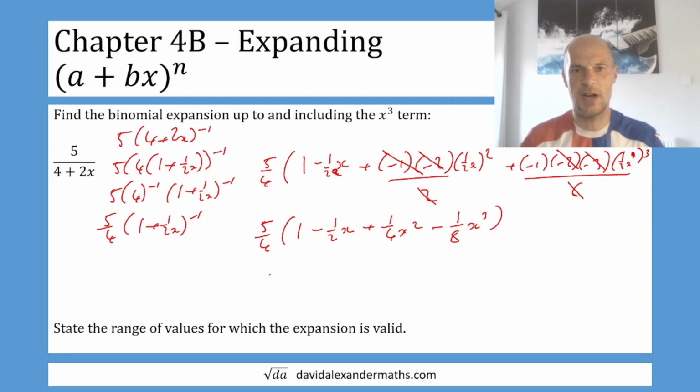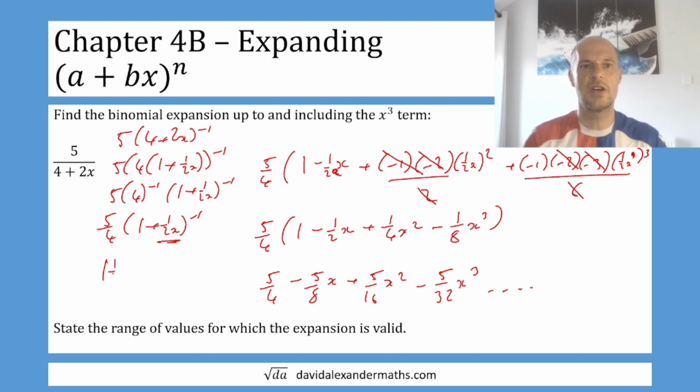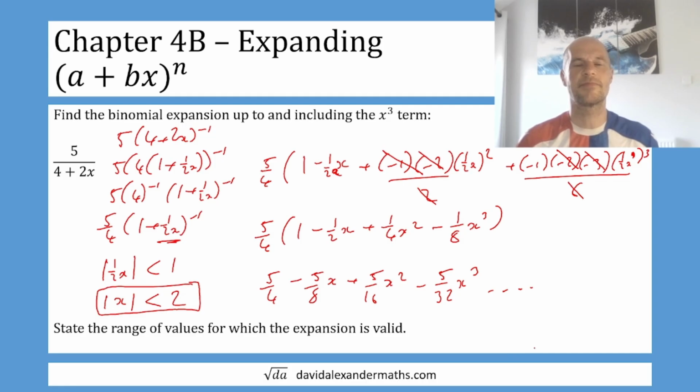So expand it all out. We're going to get 5 over 4 minus 5 over 8x plus 5 over 16x squared minus 5 over 32x cubed. And the range of values for which the expansion is valid, well, inside the brackets is 1 plus 1/2 x, so the modulus of 1/2 x must be less than 1, so therefore the modulus of x must be less than 2, so that's the range of values where this works.